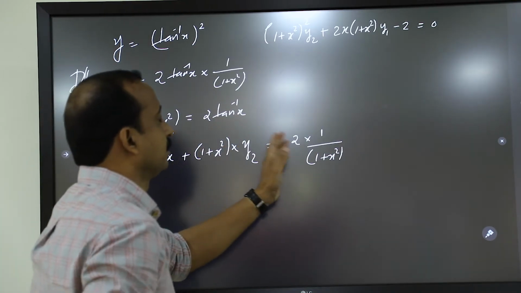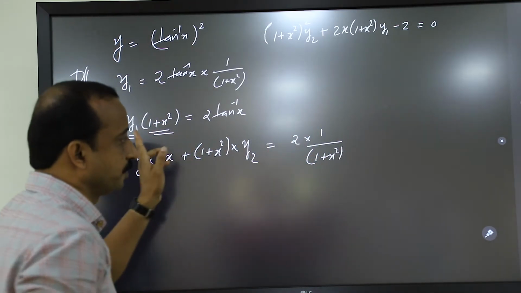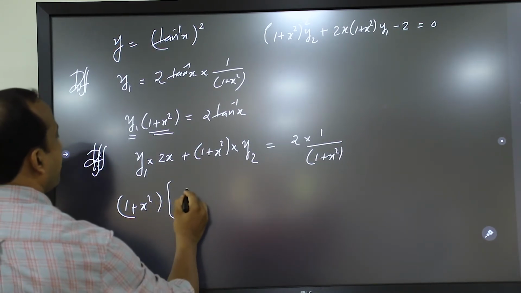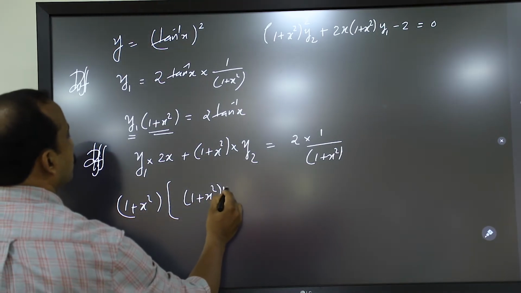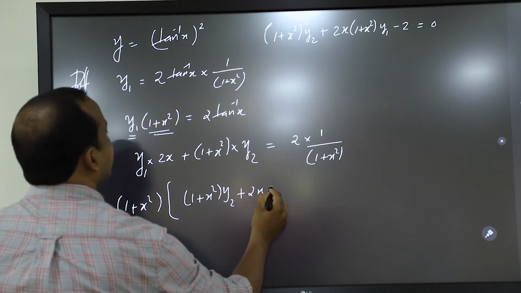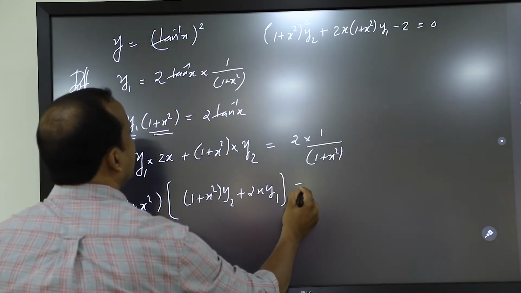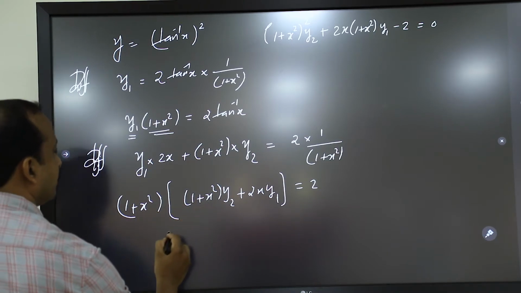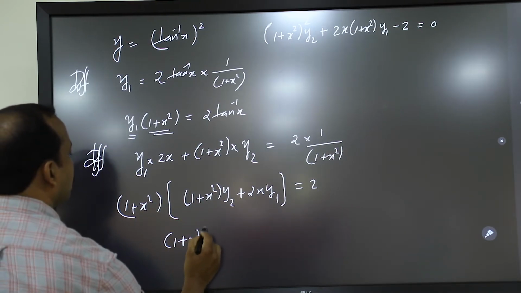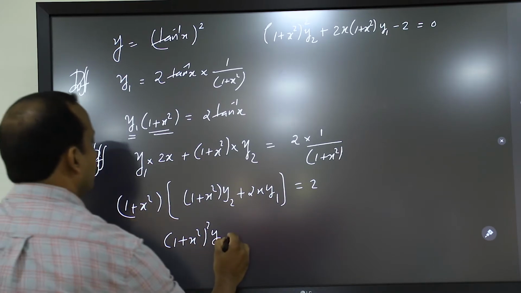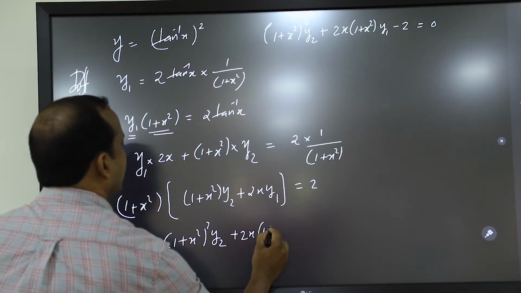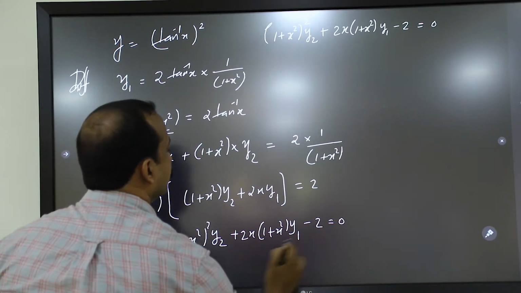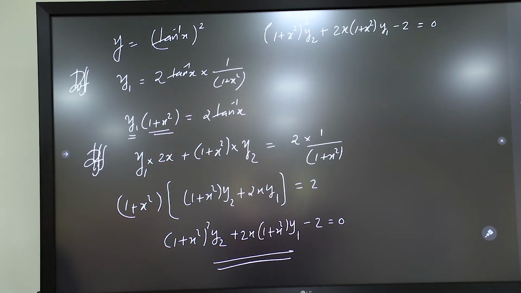Okay, again the right side is in fraction form, so we cross multiply the denominator and therefore we get (1 plus x square) into (1 plus x square) into y2 plus 2x into y1 equal to 2. Multiplying this term we get (1 plus x square) the whole square into y2 plus 2x into (1 plus x square) into y1 minus 2 equal to 0. That's all, you get the answer.